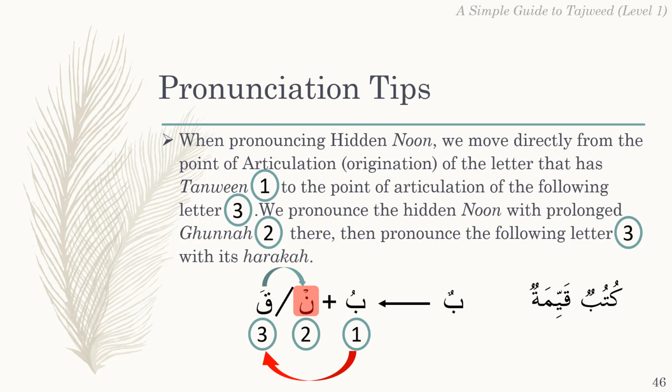Here in this example, you move from point of articulation of letter ba to the point of articulation of letter qaf. Pronounce prolonged ghunna at the point of articulation of qaf, then pronounce qaf with fatha. كتب قا.